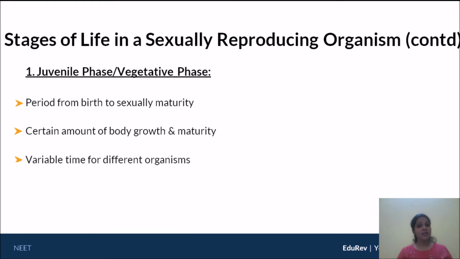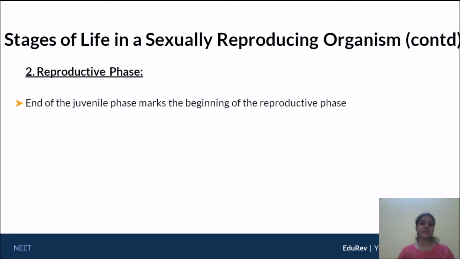Finally, depending on the organism, the duration of the juvenile phase can be variable. For example, for humans it's around 12 years, but for other organisms like dogs and cats it is way lesser. So it depends on the organism or the species that we are considering. The next is the reproductive phase. Now, when do you say a person has entered a reproductive phase?